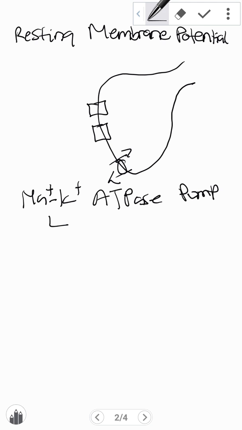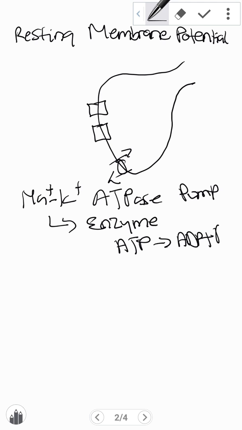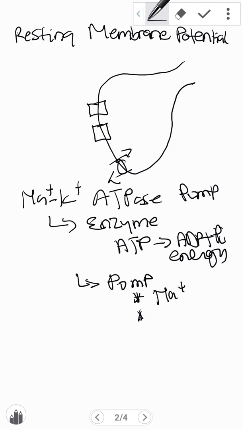Now, just from the name, you can tell that this is an enzyme. Therefore, it breaks down ATP to ADP plus phosphate, and then we have energy, and this is the energy that is used to pump. It pumps, meaning against the concentration gradient, transporting sodium and potassium. Now, sodium is pumped out, and potassium is pumped into the cell.